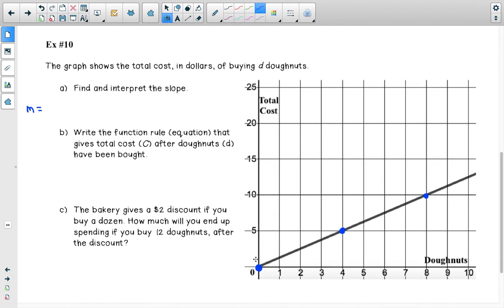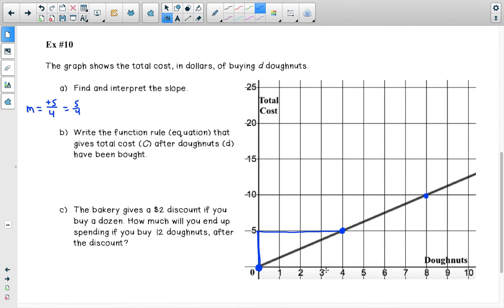So we have to make sure we read our scale correctly. From this coordinate to the second coordinate, it has a change in y of a positive 5. So our change in y is a positive 5 over, so divided by, the change in x, which is a positive 4. So our slope is equal to 5 over 4.